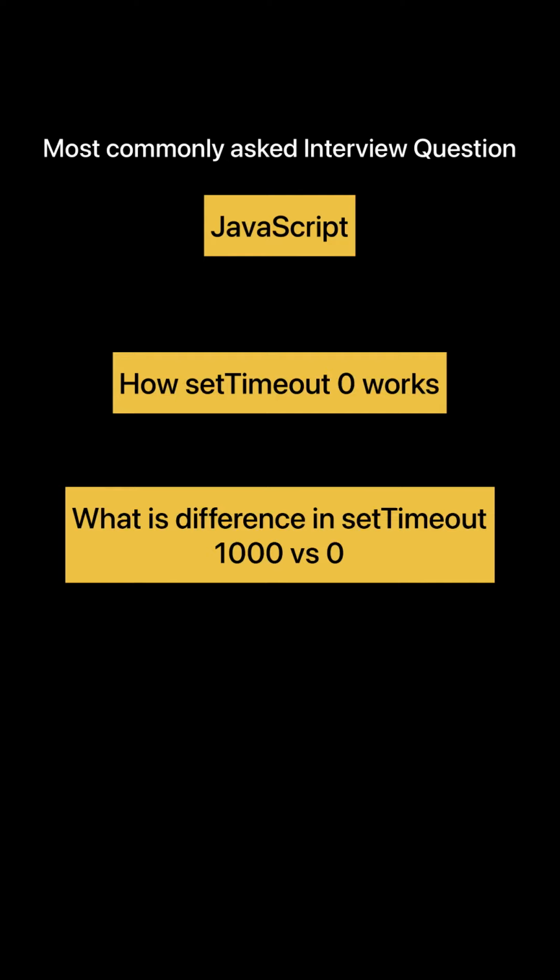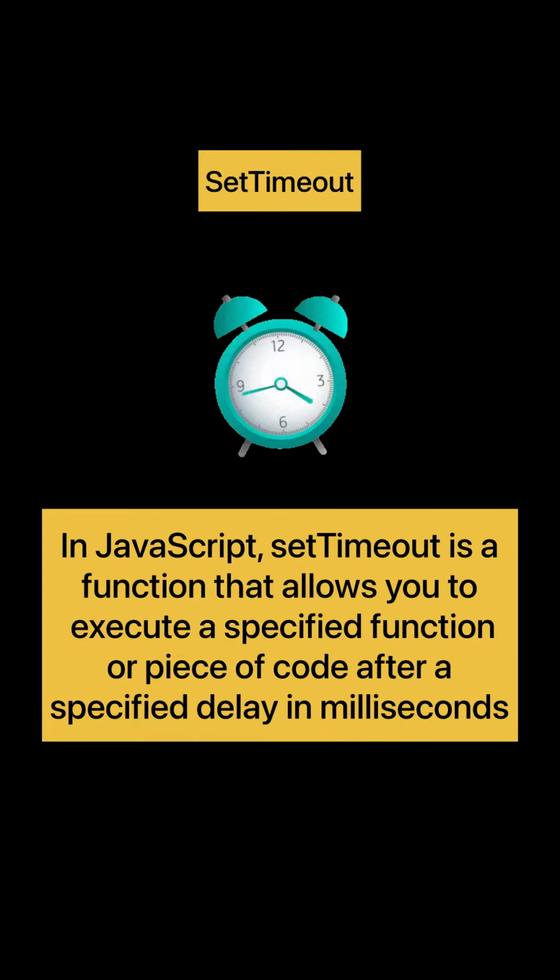Most commonly asked interview question in JavaScript. How does setTimeout 0 work? What is the difference between setTimeout 1000 milliseconds versus 0 milliseconds? SetTimeout in JavaScript is a function that allows you to execute a specified function or a piece of code after a specified delay in milliseconds.